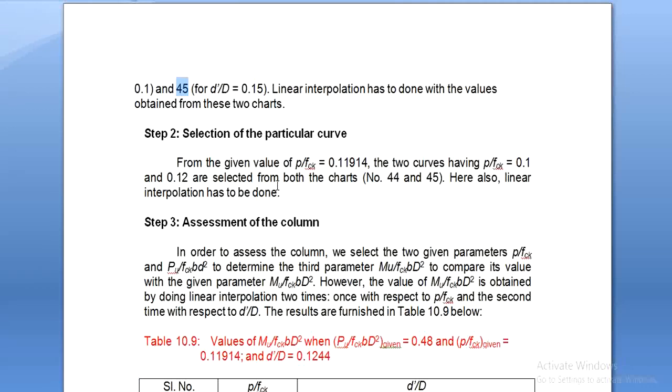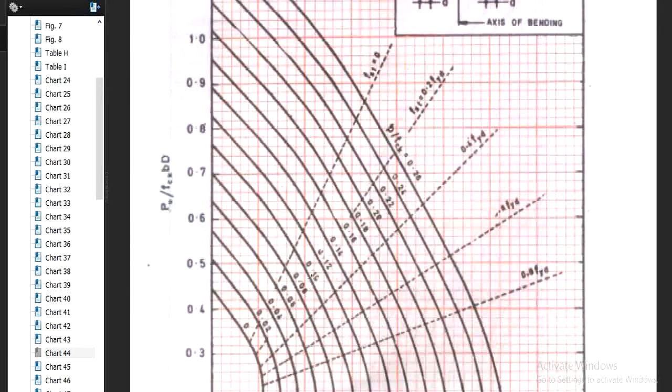So what is the P divided by FCK I have obtained? P divided by FCK is 0.1194. Again, you can see here P divided by FCK 0.1 is there, 0.12 is there. Again, I have to select these two curves. Remember, I have selected two charts. In both charts, I am selecting these two curves.